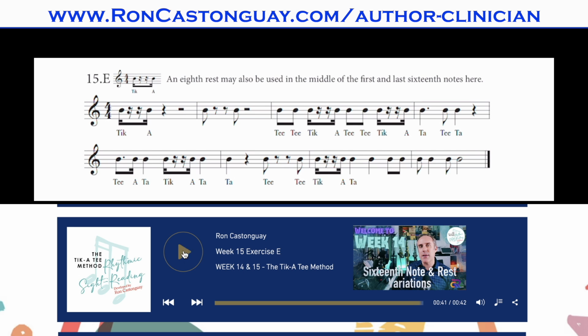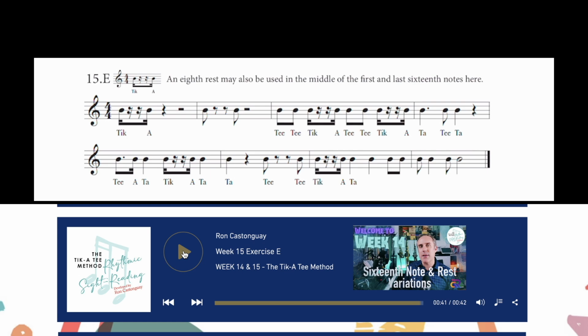All right, there it is, exercise 15E. And if you have not yet performed exercise 15E on your instrument, especially if your instrument is not primarily the voice, now is the time to do that before you move on to the next exercise or the next rhythmic concept. And before we head to the outro, here is another fun performance of exercise 15E. I hope you like it.